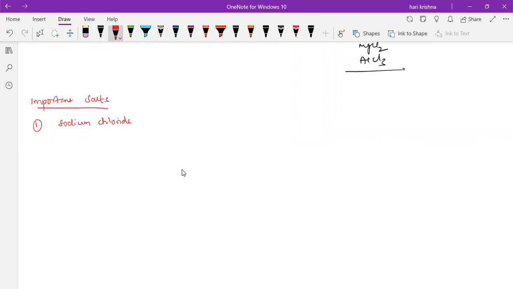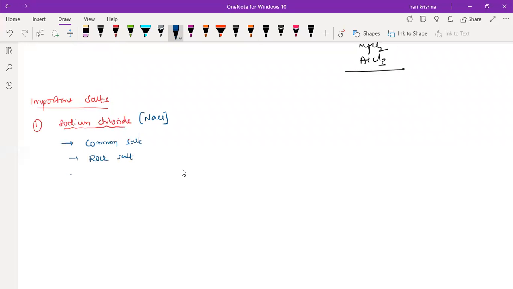What is common salt? Sodium chloride, NaCl, you can call it common salt. Or what is the other name? Yes, rock salt. Okay.